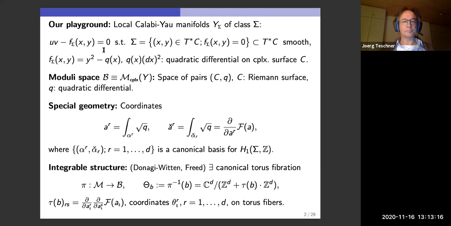These are the local Calabi-Yaus we call of class sigma. There's an underlying Riemann surface we call C. And then we define, with the help of a quadratic differential defined on C, a curve in the cotangent bundle of that Riemann surface. This has many names depending on the context you're interested in: spectral curve, Seiberg-Witten curve, and so on.